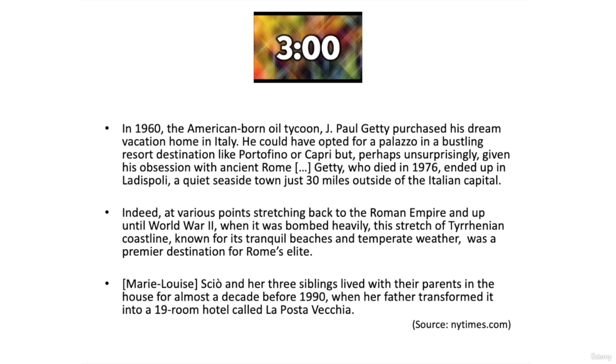Indeed, at various points, stretching back to the Roman Empire and up until World War II, when it was bombed heavily, this stretch of Tyrrhenian coastline, known for its tranquil beaches and temperate weather, was a premier destination for Rome's elite. Marie-Louise Sio and her 3 siblings lived with their parents in the house for almost a decade before 1990, when her father transformed it into a 19-room hotel called La Posta Vecchia.